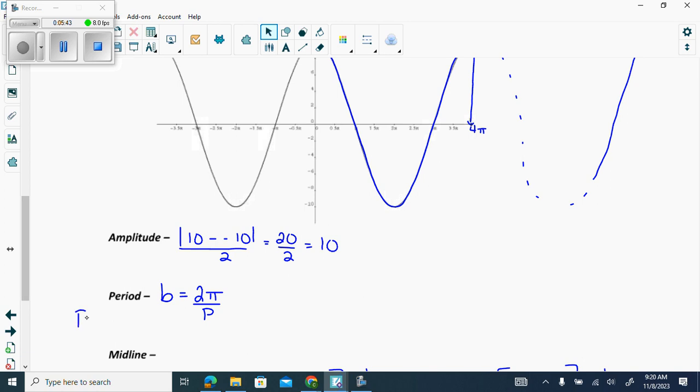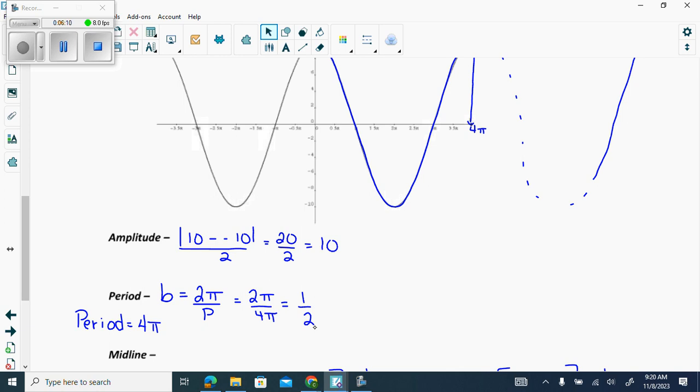So I know the period equals 4 pi, but that is not my B, because those are not the same word. So how do I get the B? I take 2 pi and I divide it by the period, and I get what for my B? A half. Now, is that going to change on any of the equations, or is it just going to be a half? No, the period is the period. It does not change.